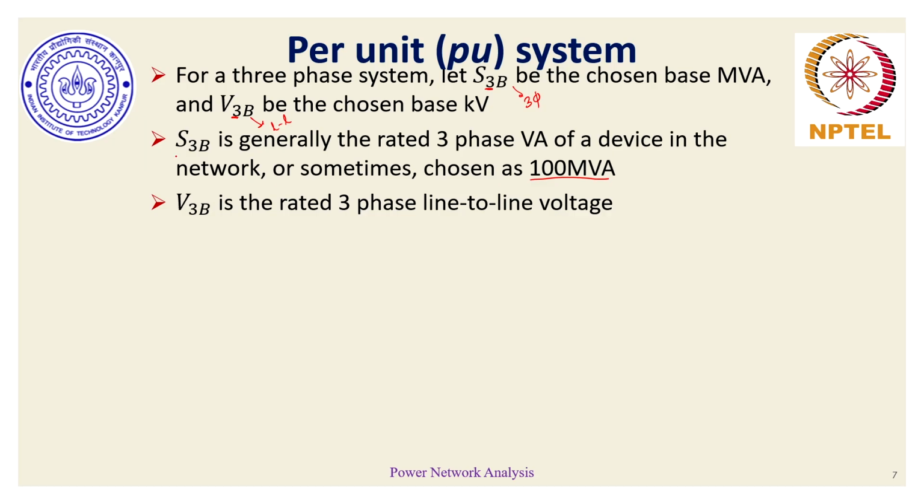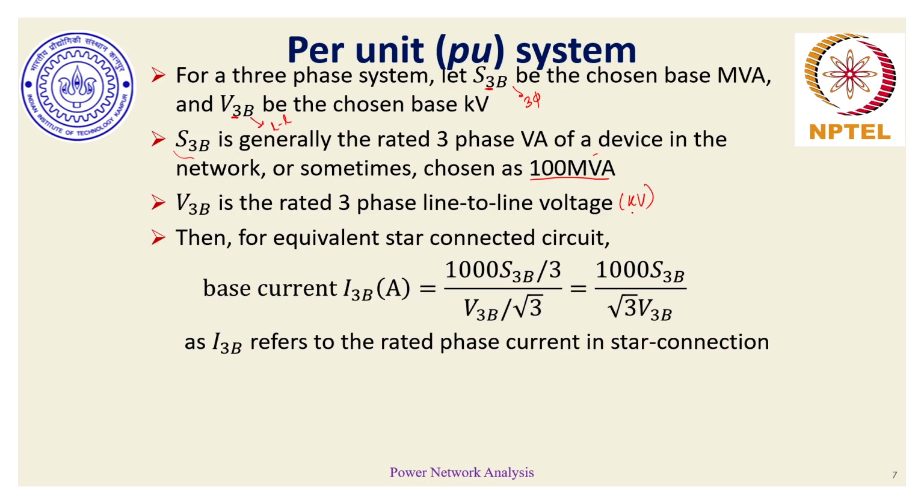And if we know our base power, whose unit is MVA, and base voltage, whose unit is kV, then our base current would be the ratio of the single phase power to the corresponding single phase voltage. Now, how do we find the corresponding single phase power? Remember, S3B here is referring to three phase power. So, the corresponding single phase power should exactly be S3B by 3, assuming things are all balanced.